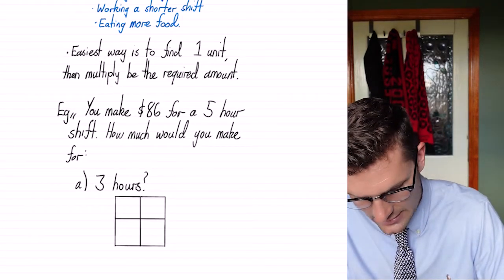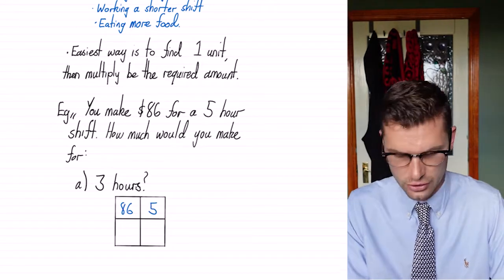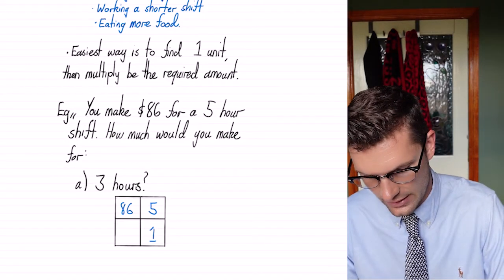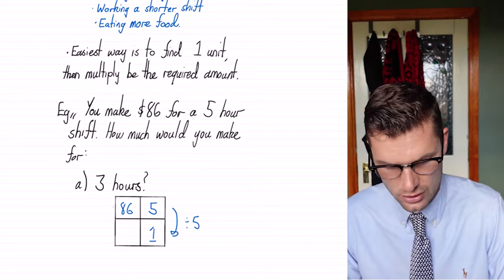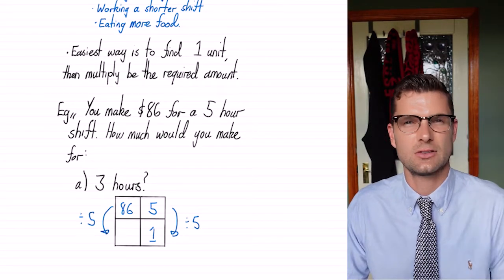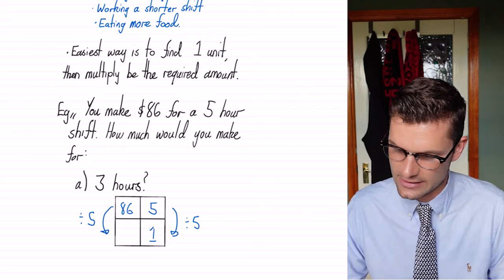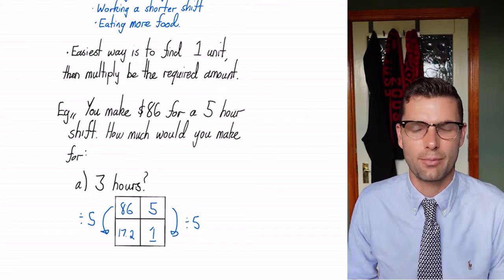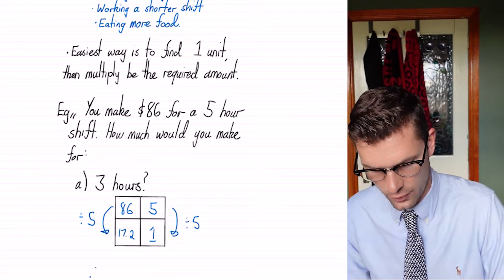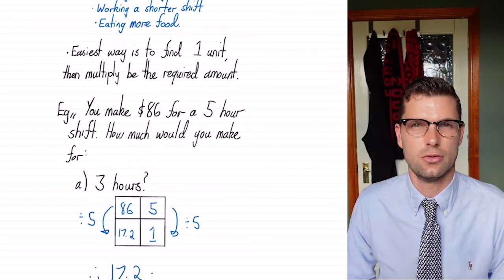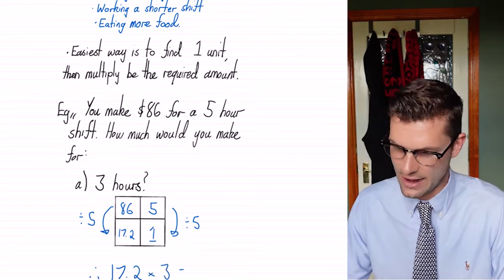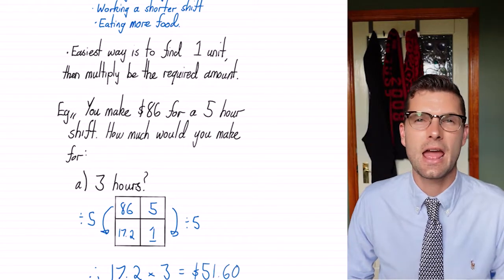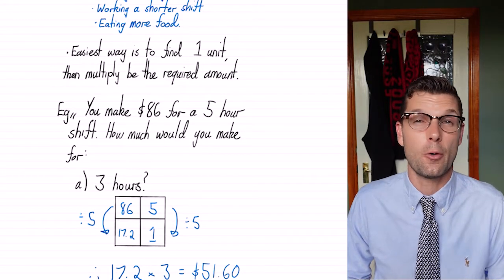So if I make $86 for a 5-hour shift, all I've got to do is work out how much I make for a 1-hour shift. So I've obviously got to divide here by 5, which is what I've got to do to the other side. If I do something to one, I've got to do it to the other. So 86 divided by 5 is equal to 17.2. That's the rate that I make per hour. Therefore, for a 3-hour shift, I make 17.2 multiplied by 3, because that's how many hours I want to work, which is equal to $51.60.